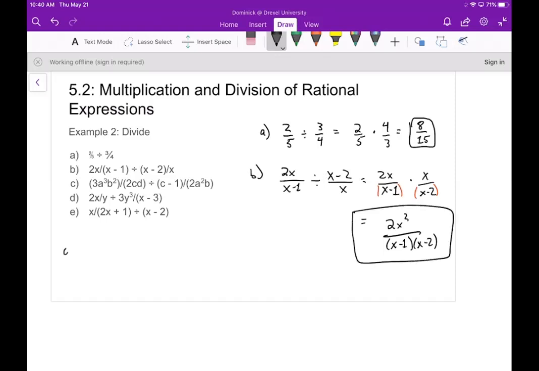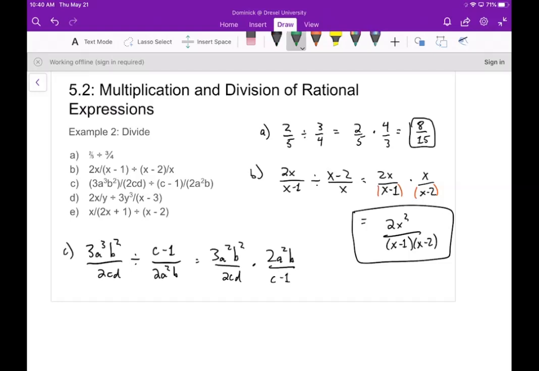Okay, part C, we have 3a to the third b squared over 2cd divided by c minus 1 over 2a squared b. Okay, so again, first things first, we'll keep change flip. So change this to multiplication, and if we flip this, this is now 2a squared b over c minus 1. I'll put that in parentheses.